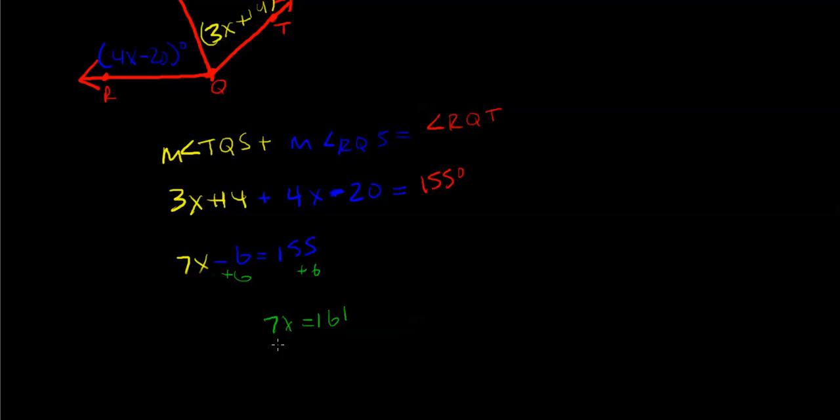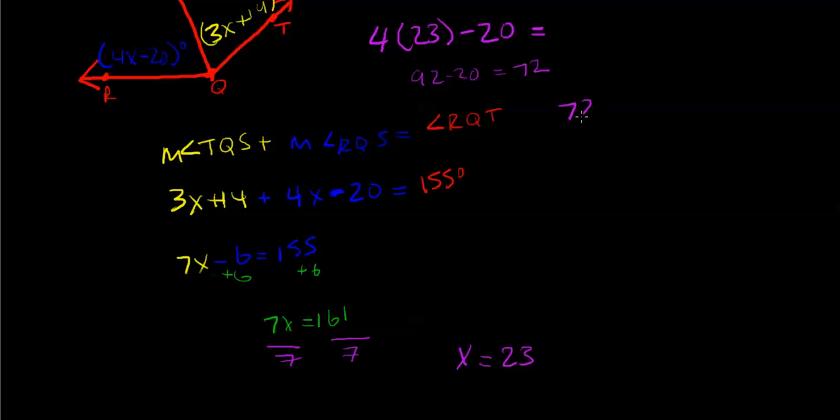So now that we know what x equals, we can go ahead and substitute 23 in for both the x's in the top equations. So let's start with the measure of angle RQS. So 4x minus 20. So we substitute in x, and we get 4 times 23 minus 20, which equals 92 minus 20, which equals 72. So that's the measure of angle RQS.